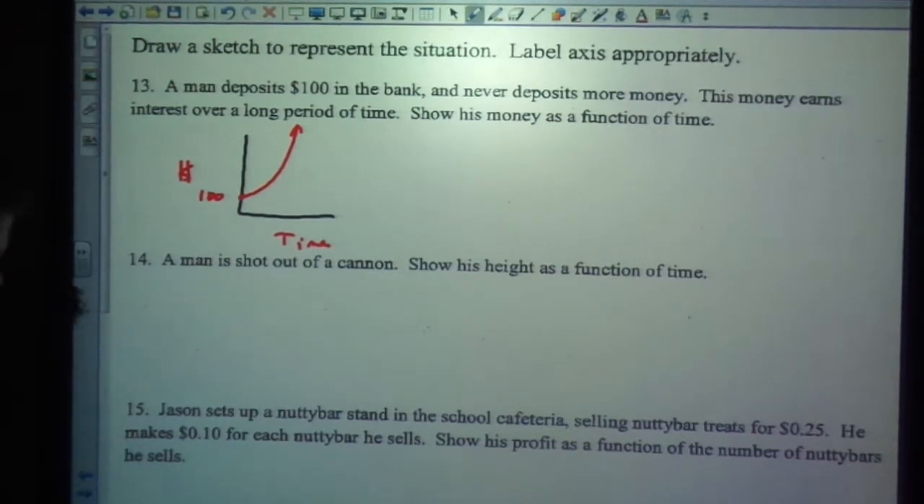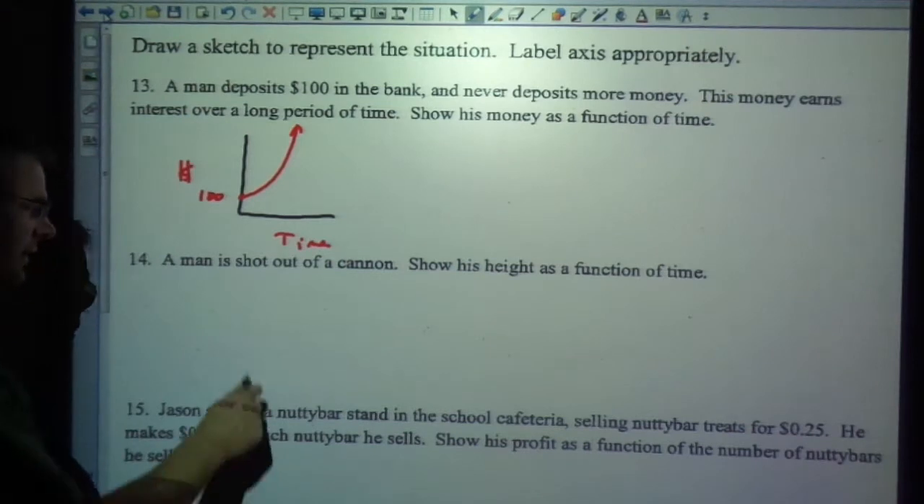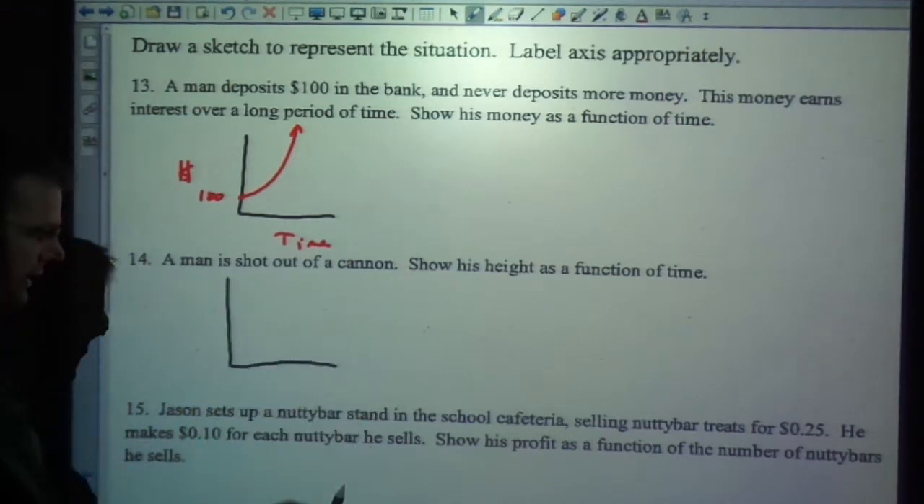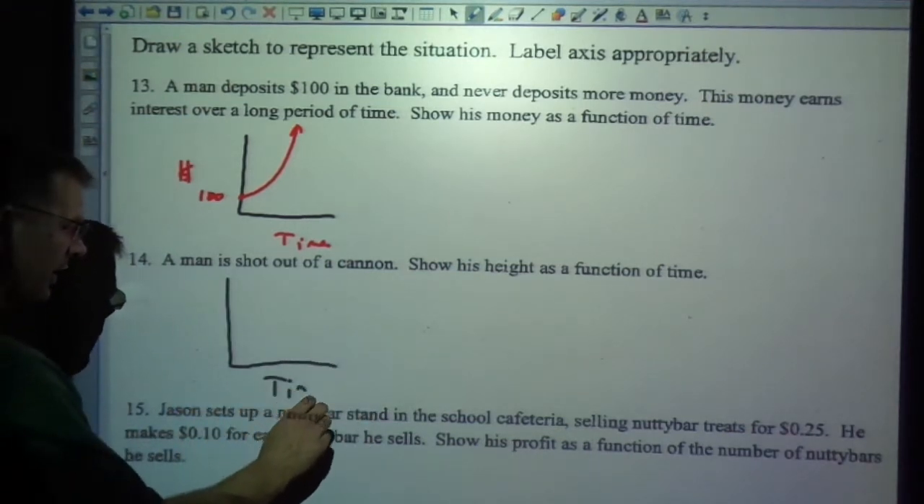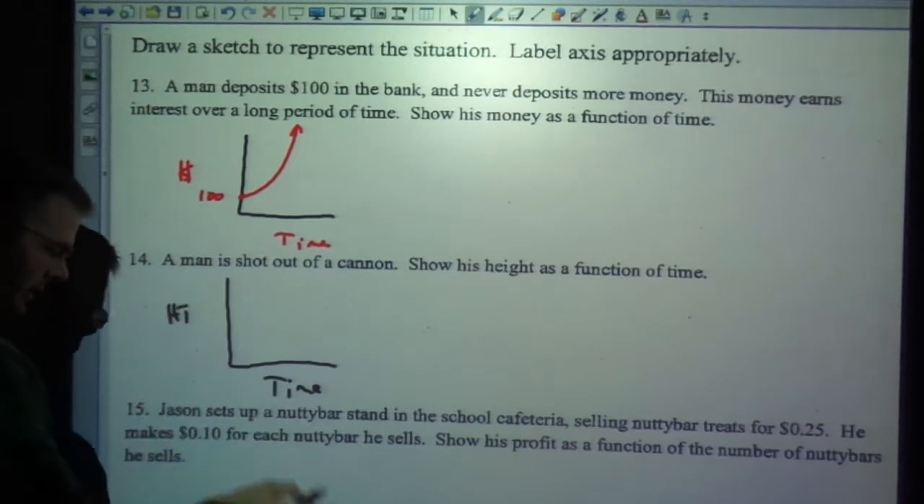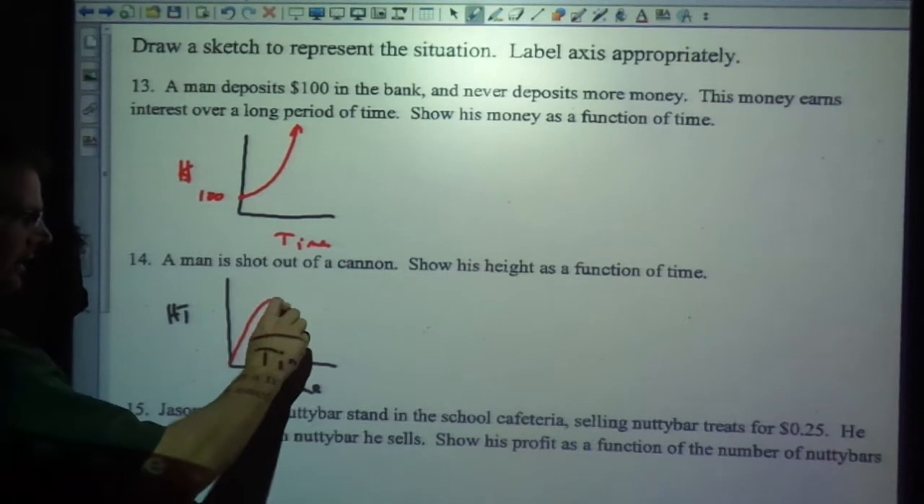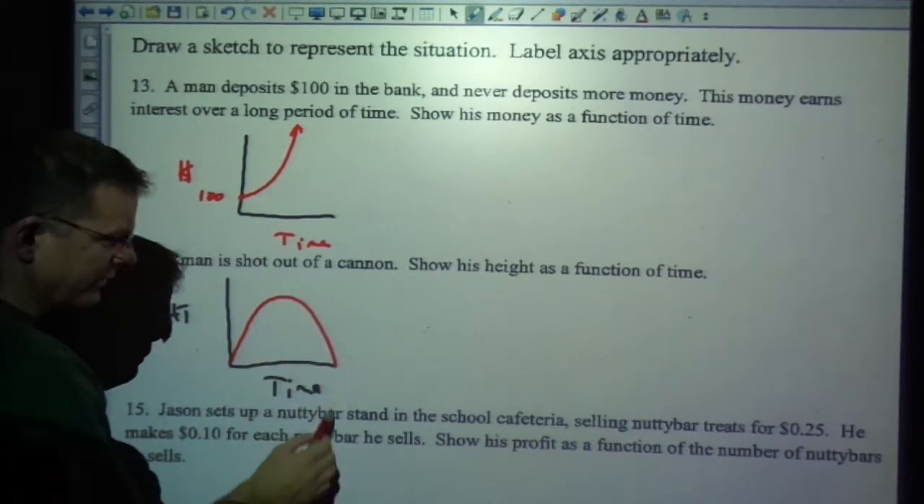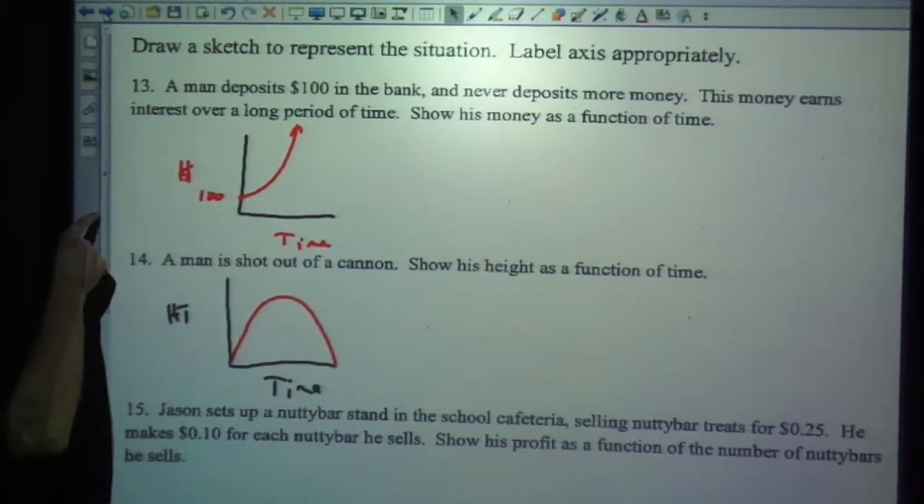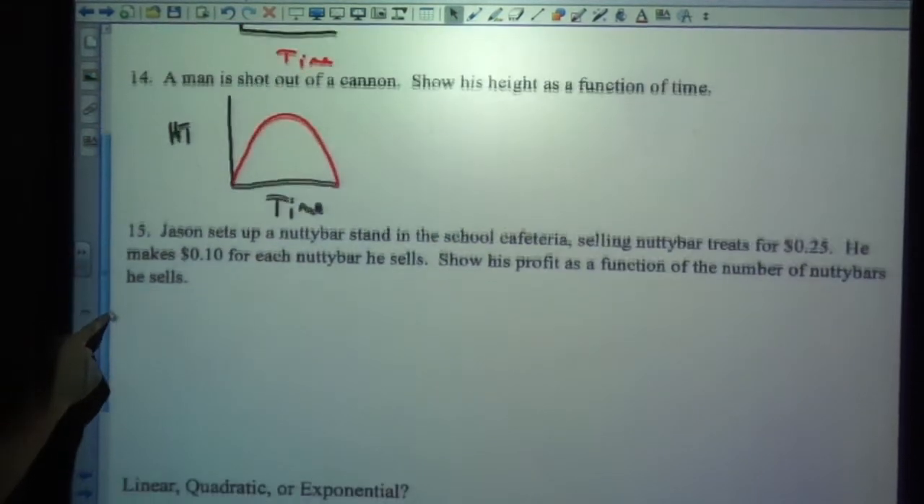A man is shot out of a cannon. Sounds like fun. Show his height as a function of time. Here's time, here's height. When he's first shot, he's probably on the ground, and then he's shot out of the cannon, and he comes down. That's a quadratic. Anytime we're throwing things up in the air and they're coming back down, it's quadratic.